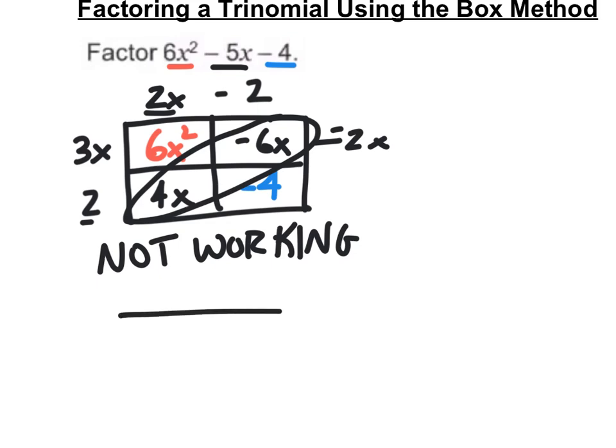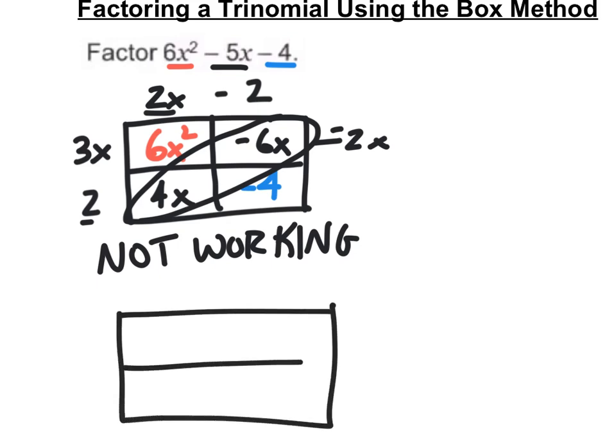Let's do the same thing. Make our box. I've got to put the 6x squared here and the negative 4 down here. And the thing that I thought about was, what if I put the positive 2 here and the negative 2 here? You can kind of just switch those around, as long as these 2 numbers multiply to this, then it's okay. So 2 and 3x would give me positive 6x. And then 2x and negative 2 would give me negative 4x. And still that would just give me a positive 2x. That's not really working to our advantage right now.